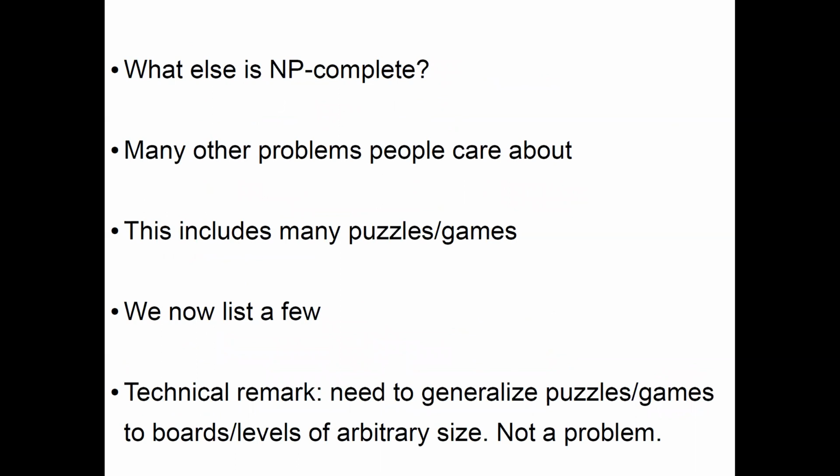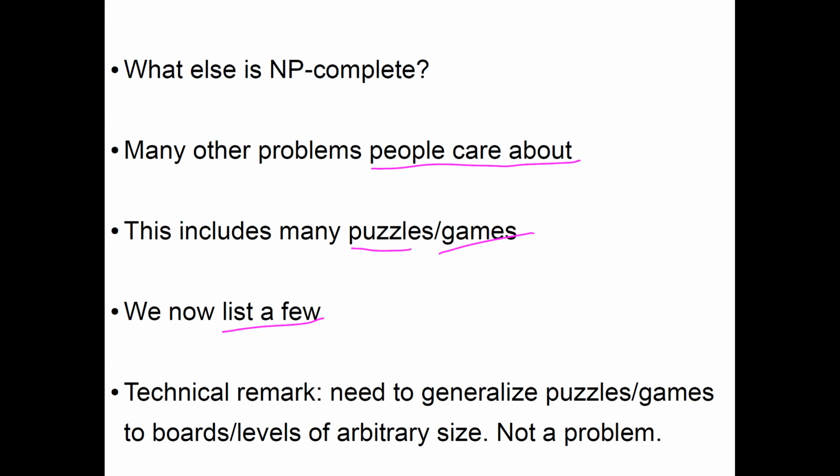What else is NP complete? Well, there are many other problems that people care about. In fact, entire books have been devoted to listing NP complete problems. Some problems can be found among puzzles and games. We are going to list a few, just to see the spread of NP completeness.